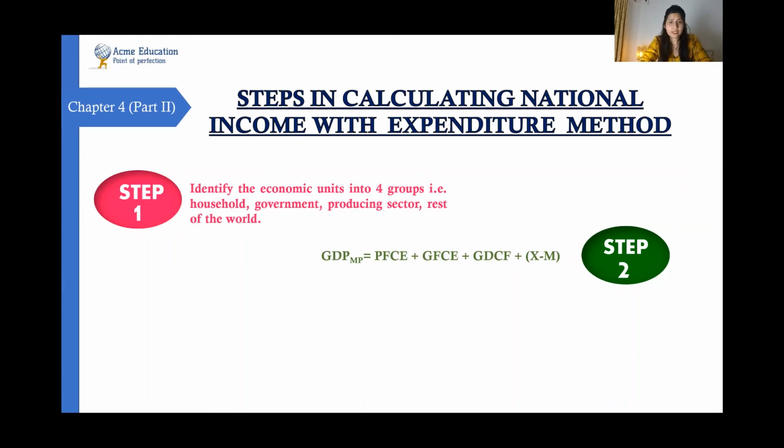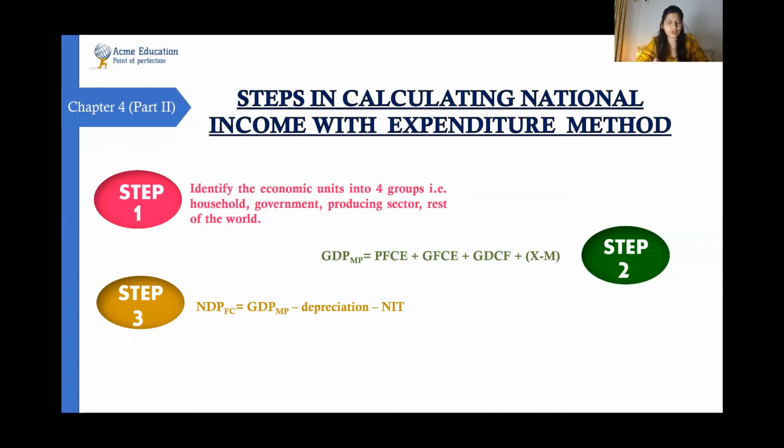Once you get your GDP at market price, now you need to find your NDP at factor cost. Well, your NDP at factor cost is also known as domestic income, and to calculate the domestic income from your GDP at market price, you need to adjust just the elements.